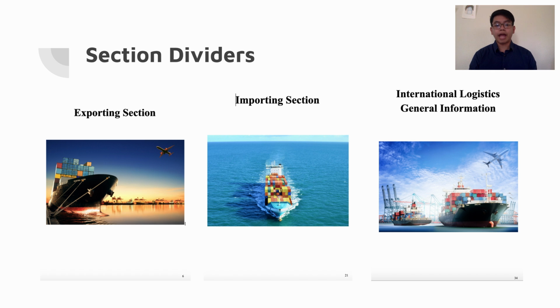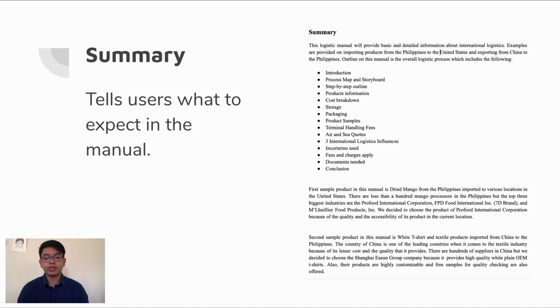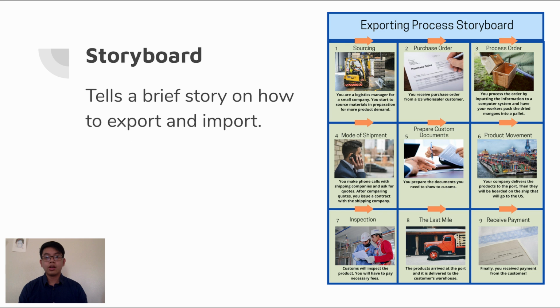Shan told us earlier about how you can find these different topics in our manual. We organized our manual by dividing it into three topics. The exporting and importing sections have information exclusively for the topic. The international logistics section contains information applicable to both exporting and importing. Before you get to the section dividers, you will find the summary. The summary tells you what you can expect in the manual, which are some of the important logistics processes and information.